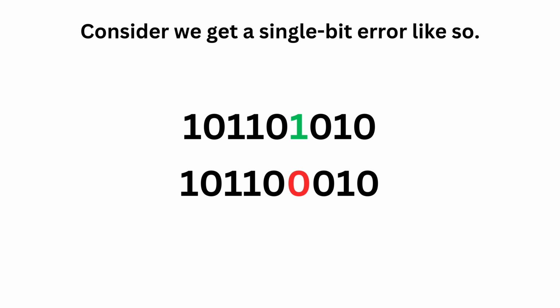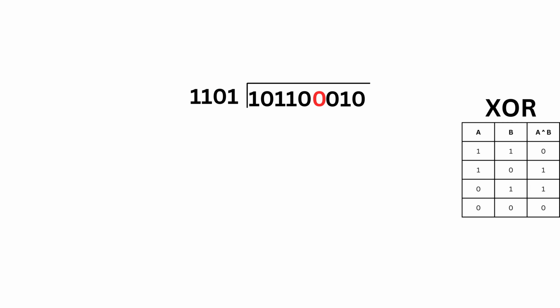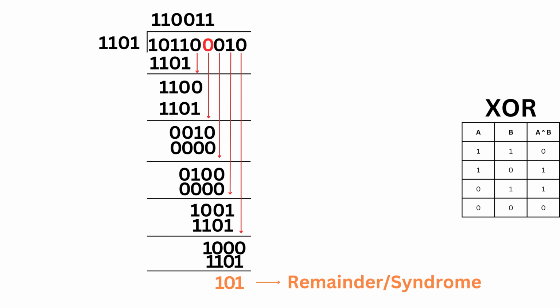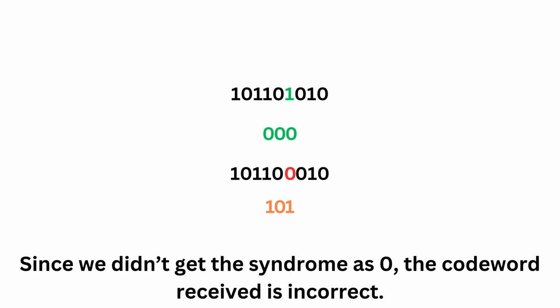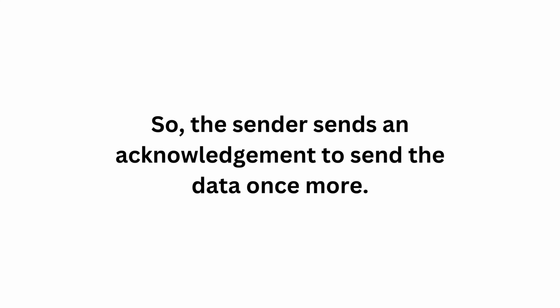Consider we get a single bit error like so. Let's try decoding it. Let's set up the division and start dividing it. After doing the division with XOR operation, the remainder is found to be different from 0. This wrong code word is rejected and an acknowledgement is sent to the sender to send the data once more.